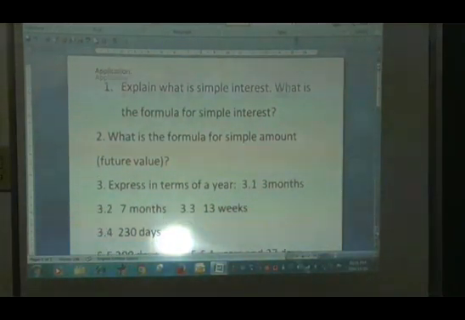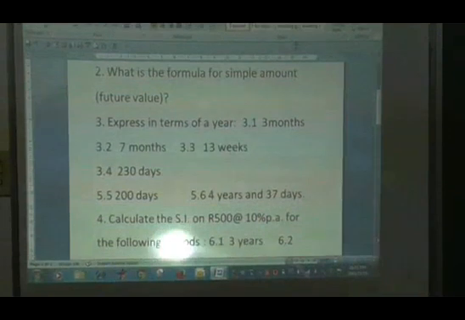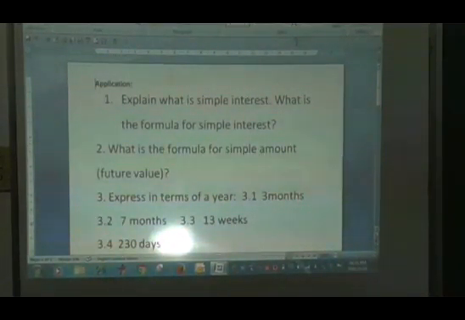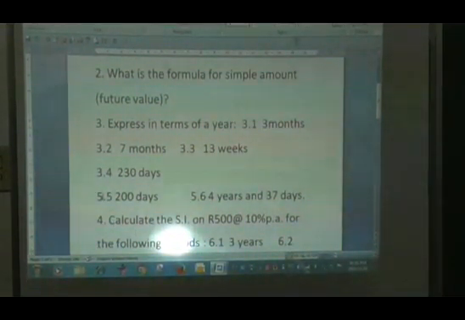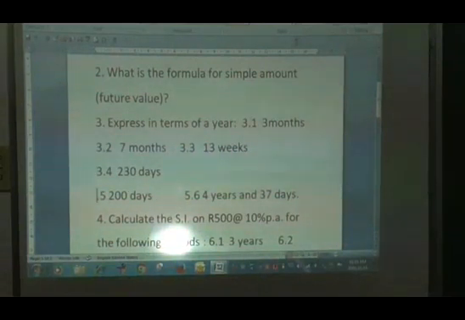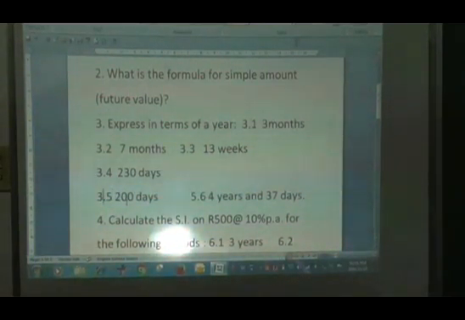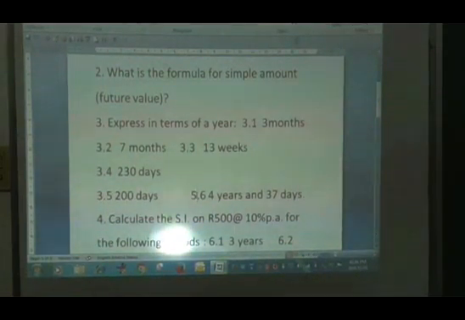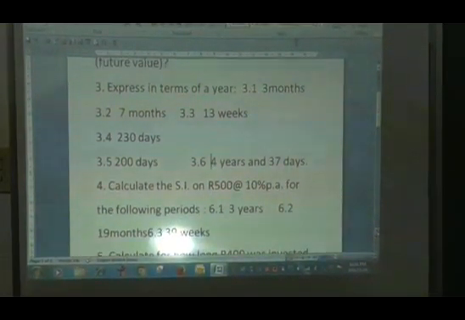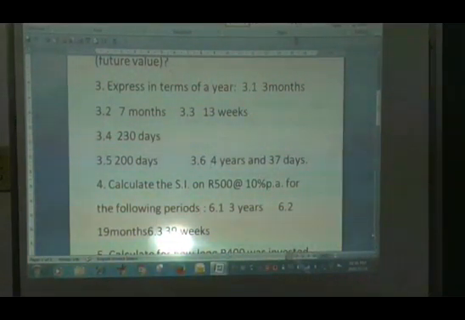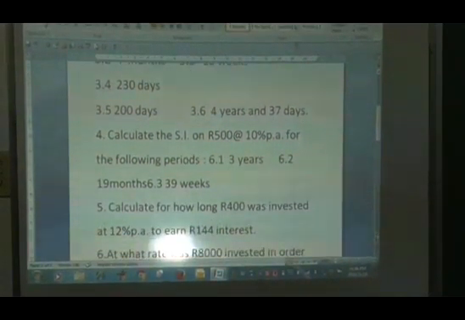Right, let's move on to number... Oh, sorry, we have more questions in number 3. Then we have 3.5. 3.5 is 200 days. And then we have 3.6, which is 4 years and 37 days. Right, let's move on to number 4 and 5.